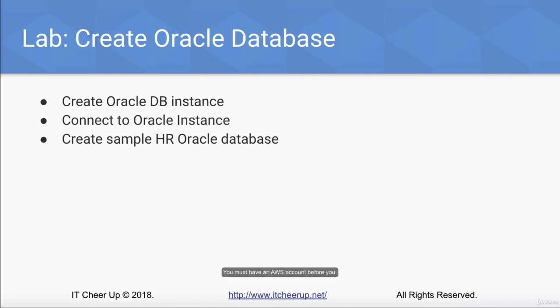You must have an AWS account before you can create a DB instance. If you don't have an account, please follow the attached YouTube link on how to sign up and set up an AWS free tier account. There is no charge for this laboratory on the free tier account. You also need to have SQL Developer. The download location of SQL Developer will be covered in this video. Let's get started creating the Oracle database on AWS RDS.